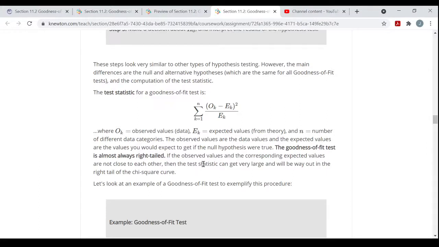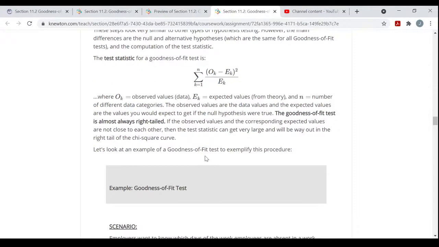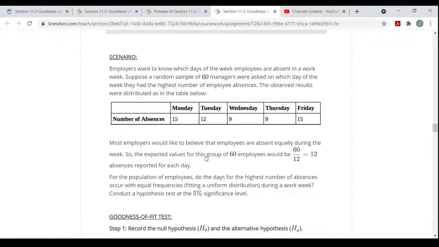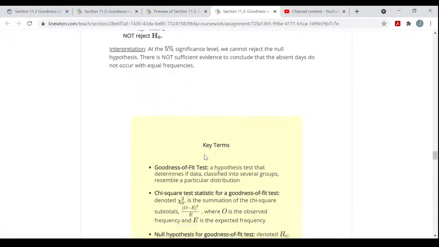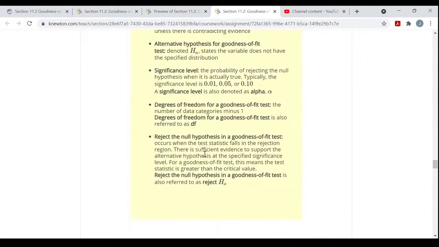And if they're close to each other, if the observed data, what actually happened, and what you expect to happen if the data fit the distribution, are close to each other, then the chi-squared test statistic will be small or smaller and most likely not be in the right tail rejection region, and you won't reject the null hypothesis. And then they go over an example here, and I'll let you read the examples and watch the videos when you go through more instruction on your own.